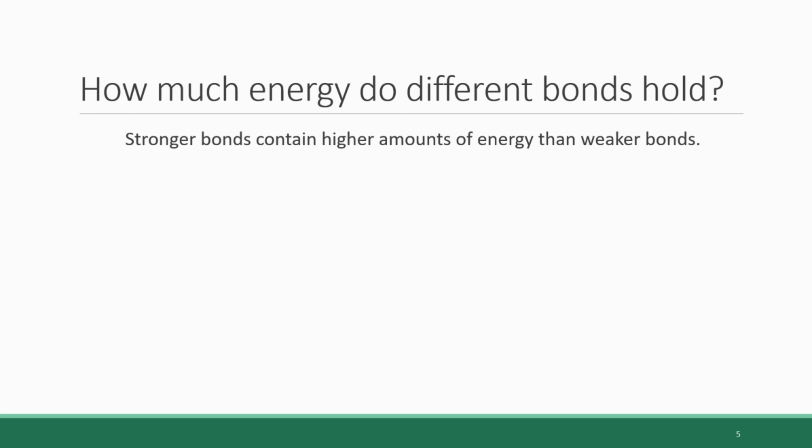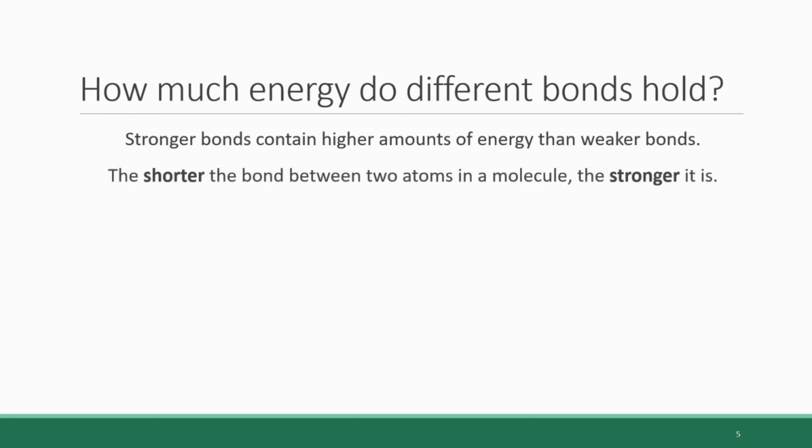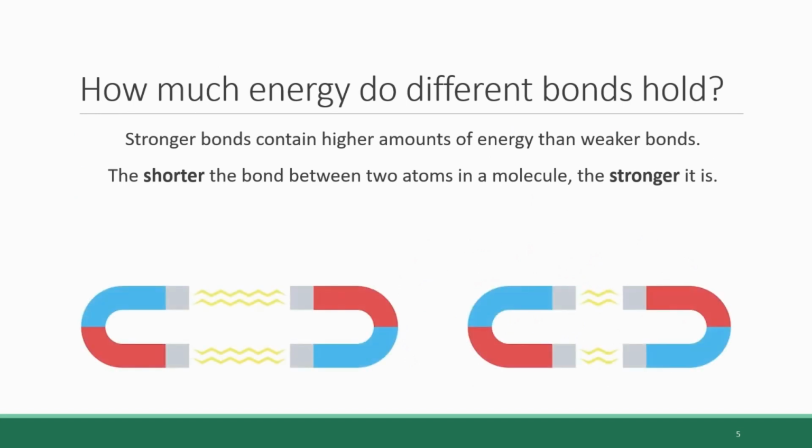But what makes a bond strong or weak is ultimately the length of the bond, meaning the distance between the two atoms that are bonded to each other. The shorter the bond between two atoms in a molecule, the stronger it is. And this should make sense to us intuitively as well. Shorter distance, stronger bond.